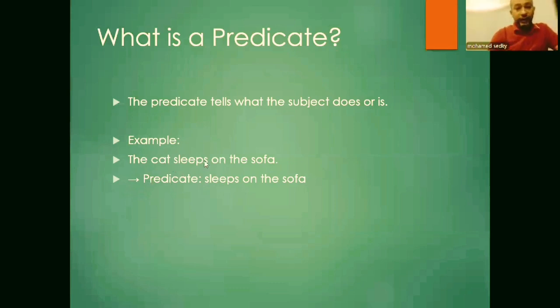The cat sleeps on the sofa. Again, we said that if we ask ourselves who sleeps on the sofa, it would be the cat, which is the subject. Now, what is the cat doing? She is sleeping on the sofa. Yes. So that's the predicate. We can say that the predicate is the action that's taking place by the subject.